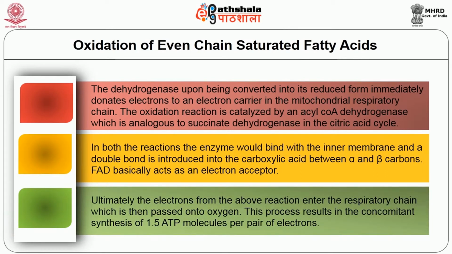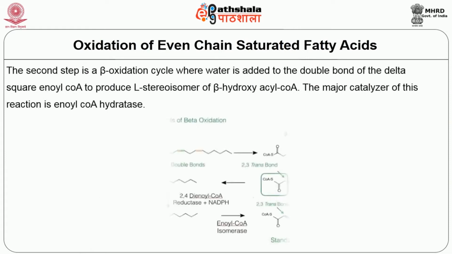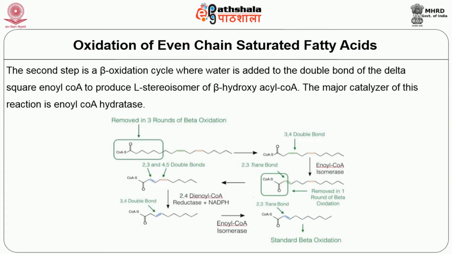Ultimately, the electrons from the above reaction enter the respiratory chain, which are then passed on to oxygen. This process results in the concomitant synthesis of 1.5 ATP molecules per pair of electrons. The second step is a beta oxidation cycle where water is added to the double bond of the delta-2 enoyl-CoA to produce the L stereoisomer of beta-hydroxyacyl-CoA. The major catalyst of this reaction is enoyl-CoA hydratase.